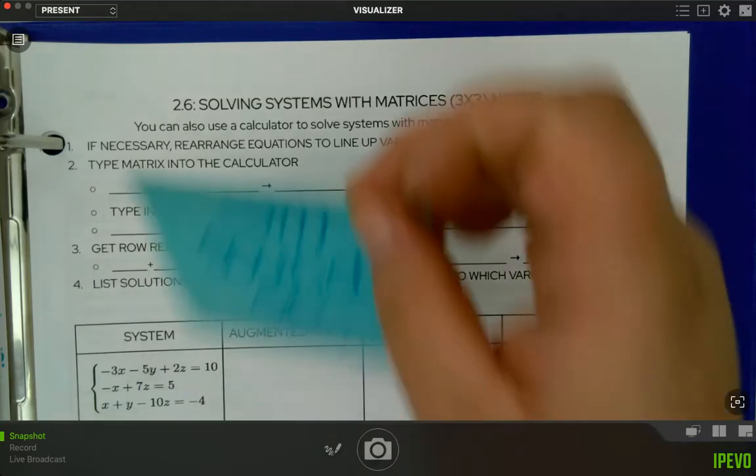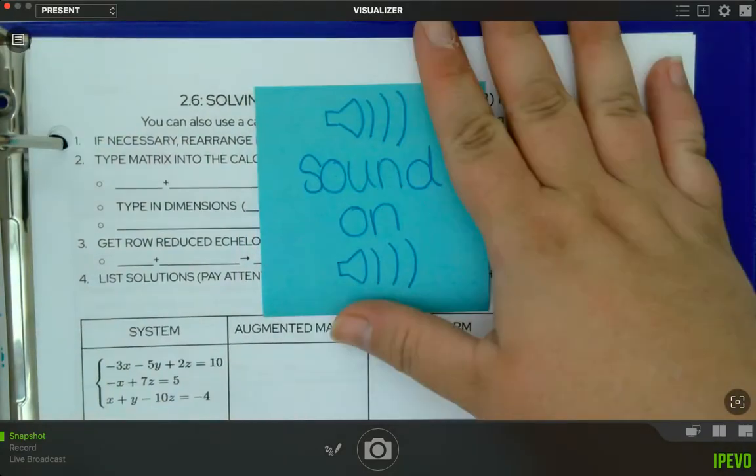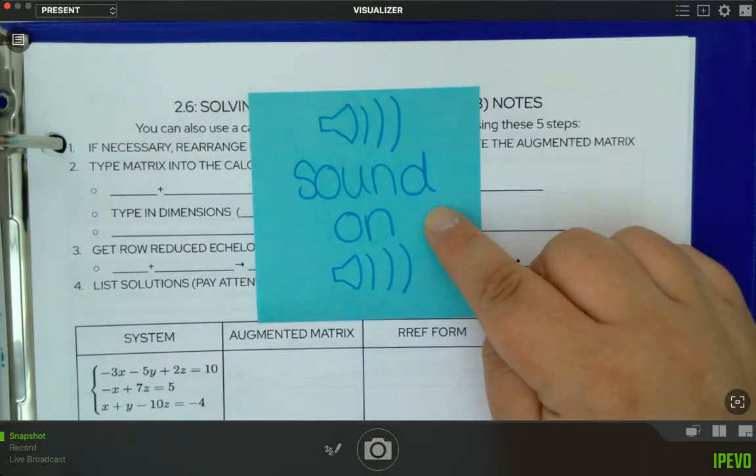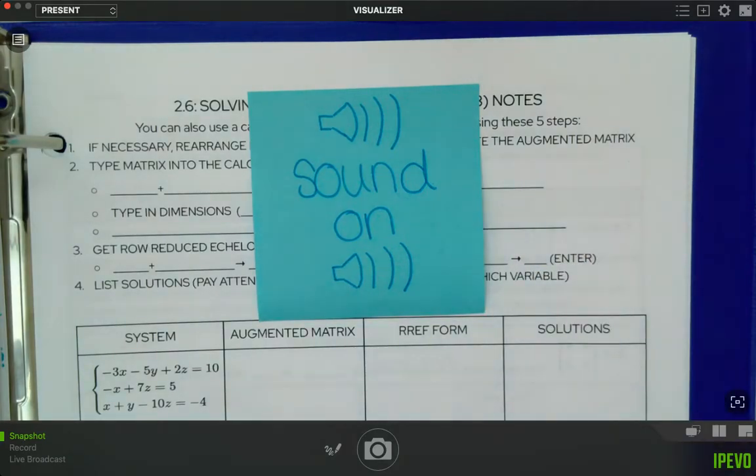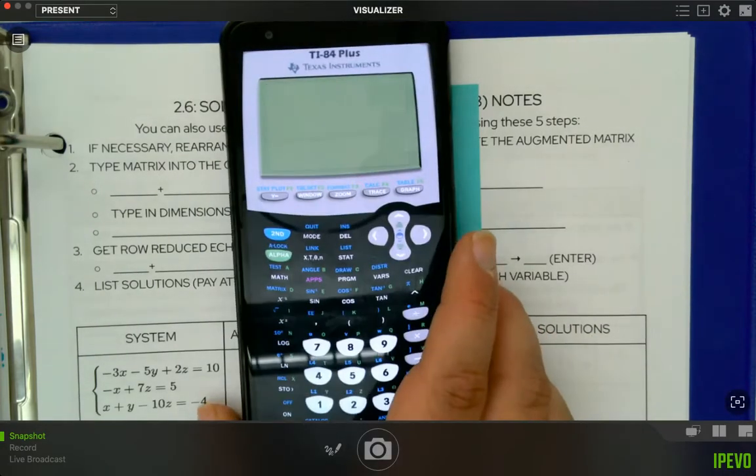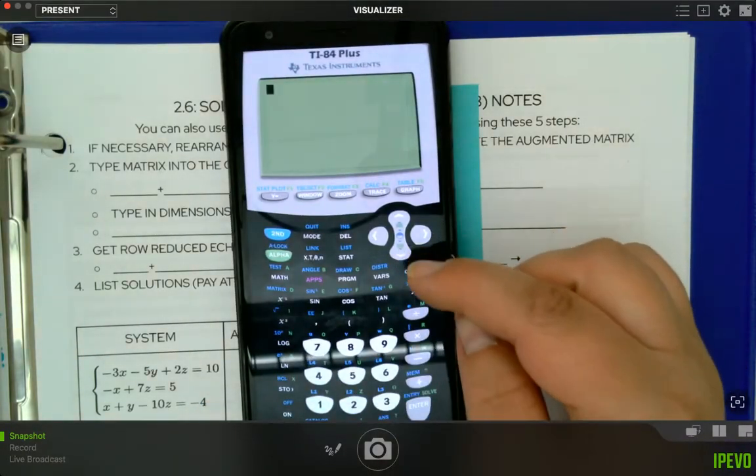If you do not already have your sound on, you need to make sure your sound is on. Here's what you really need your sound on for. You need to go get your graphing calculator on your Chromebook. Look at the bottom left, where there's a little circle for apps. Click on it, and pick the calculator. It looks something like this. This is on your Chromebook.